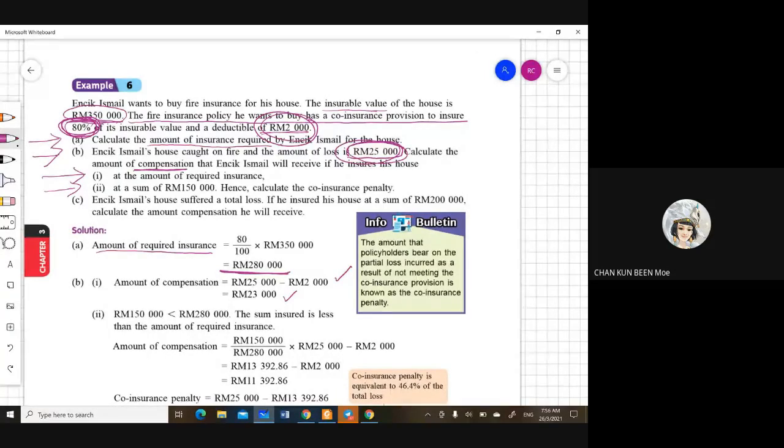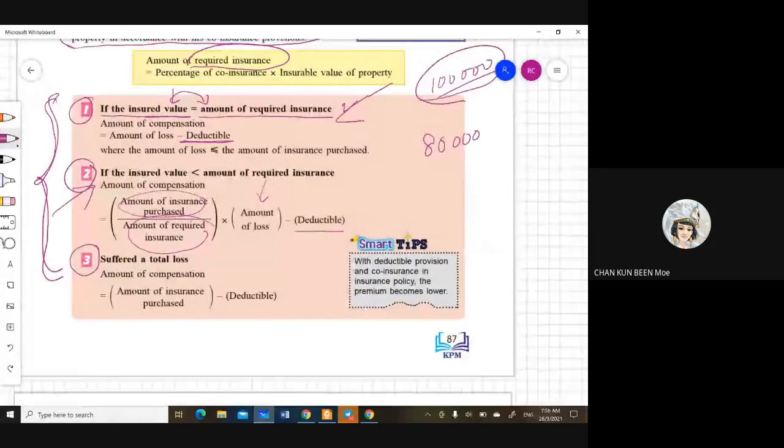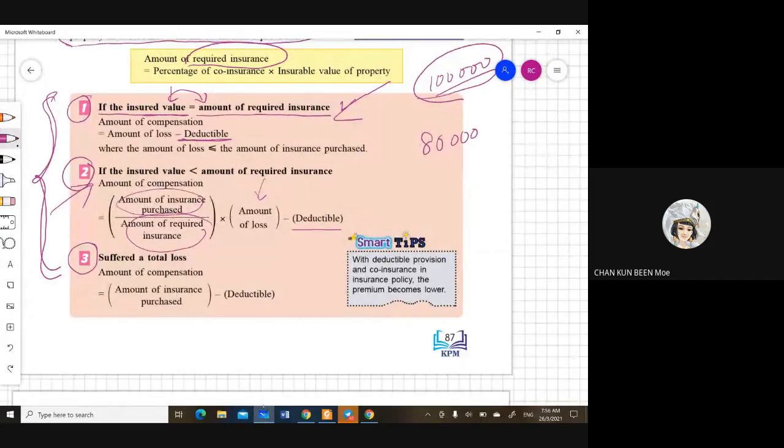And then if you look at the second one, I need to repeat it here. Calculate the amount of compensation that Encik Ismail will receive if he insures his house at a sum of 150,000. So 150,000 is less than 280,000. And then they ask you to calculate the co-insurance. So first we need to calculate the compensation. To calculate the compensation, you refer back to the situation that we have earlier. Under the three conditions, he insured his house at 150,000, which is less than 280,000. So it falls under this condition.